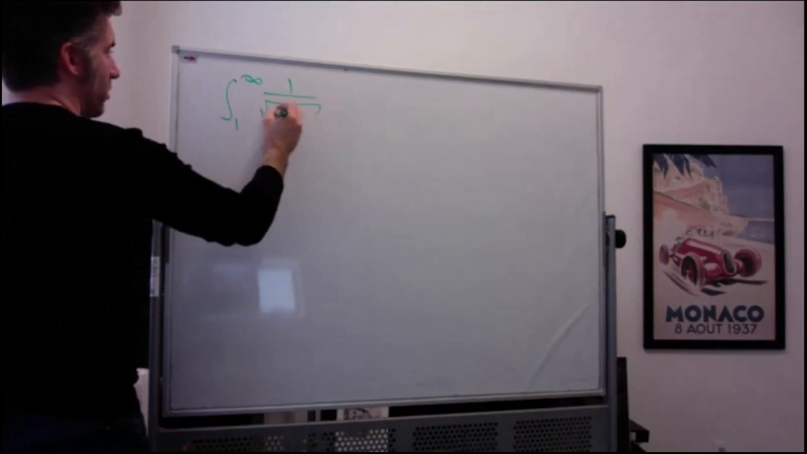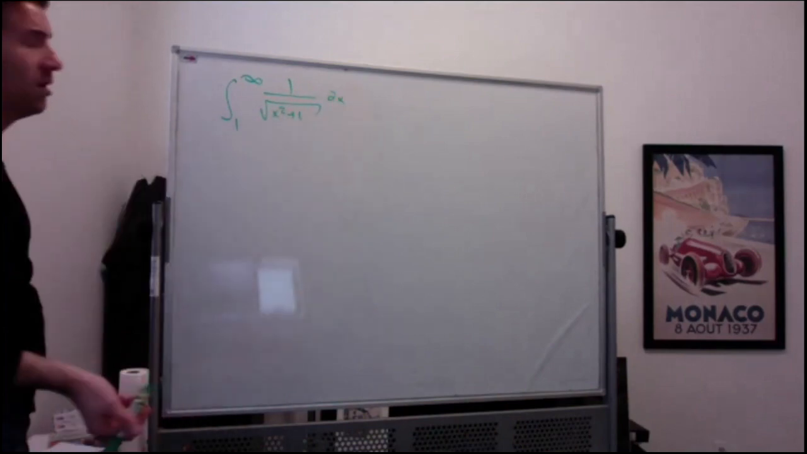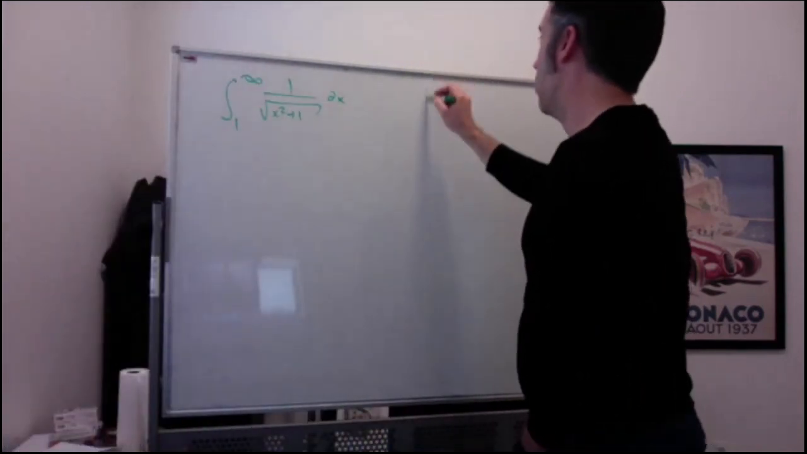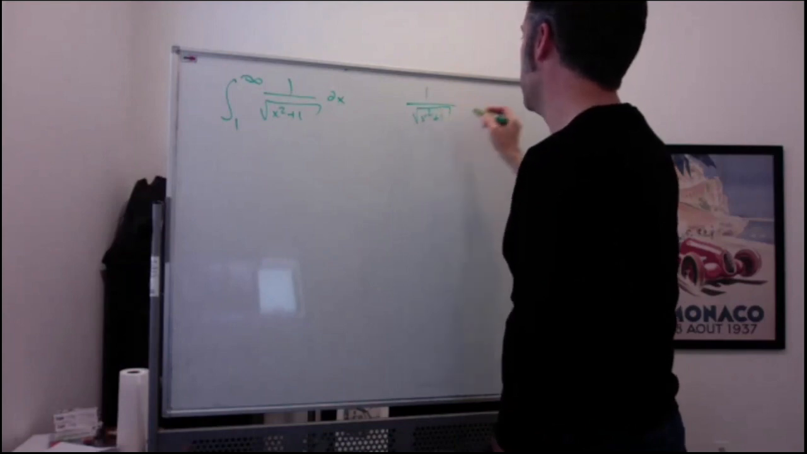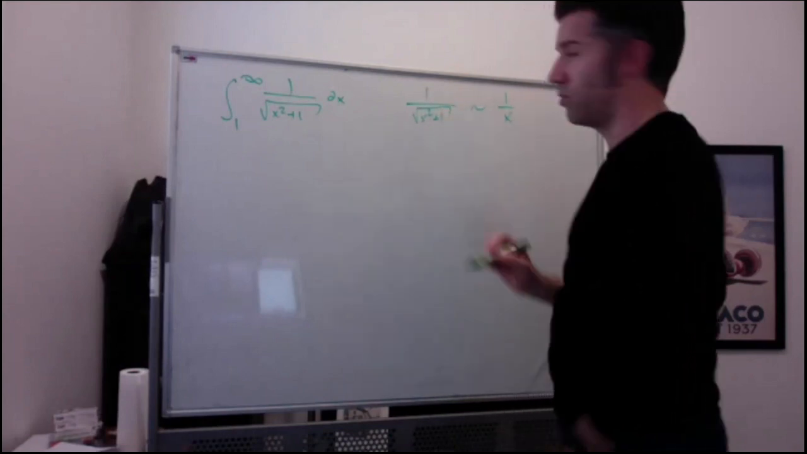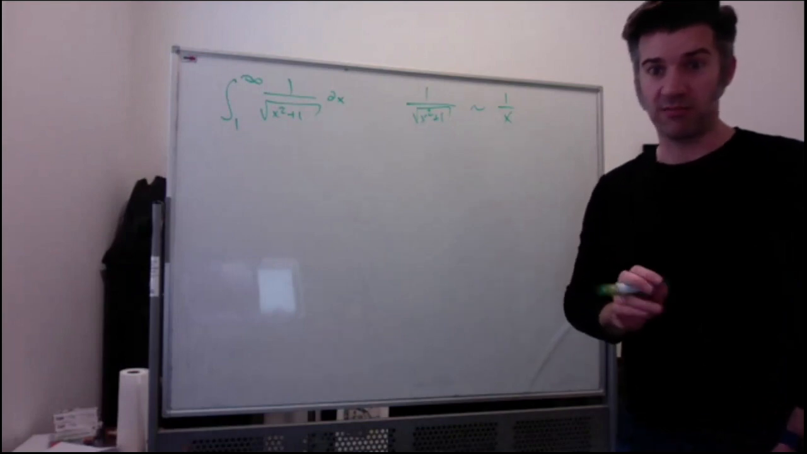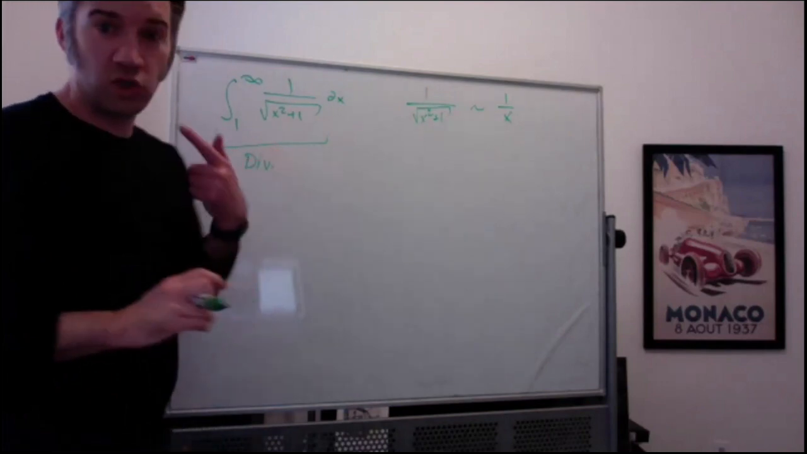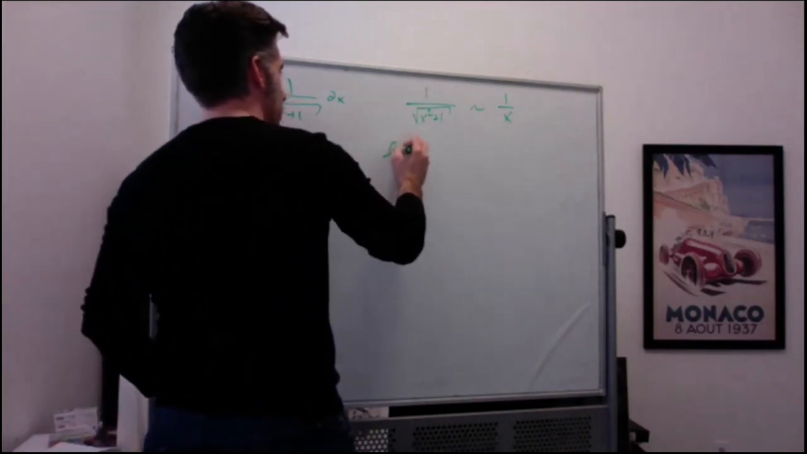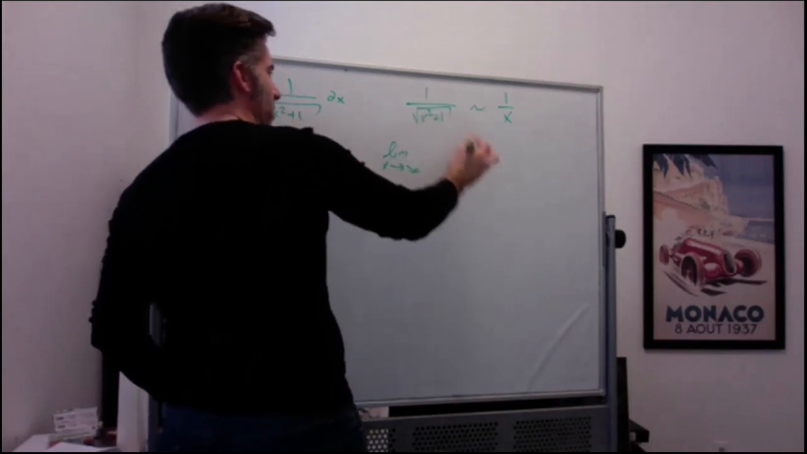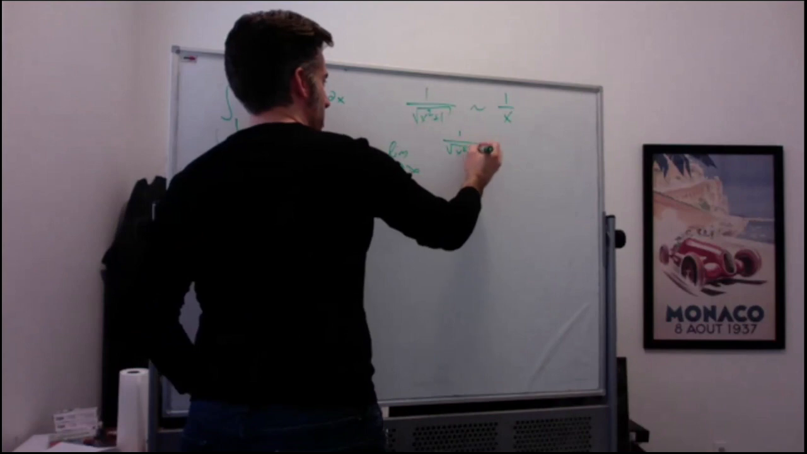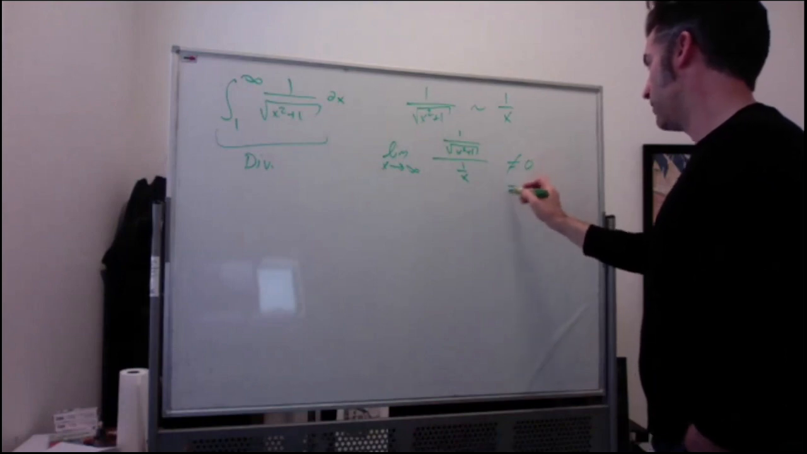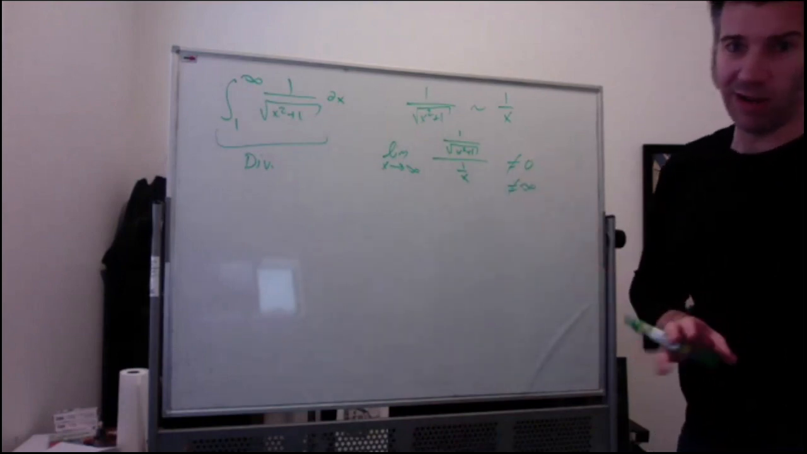1 over the square root of x squared plus 1. But I'm 100% confident this diverges because 1 over the square root of x squared plus 1 is acting like 1 over the square root of x squared, which is 1 over x. This is definitely going to diverge. The way you would show it is by showing that the limit as x goes to infinity of the unknown thing over the known thing is not 0 and not infinity. It's going to be 1. A lot of them end up being 1.